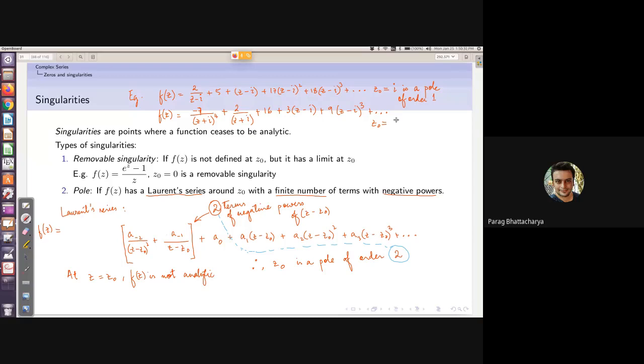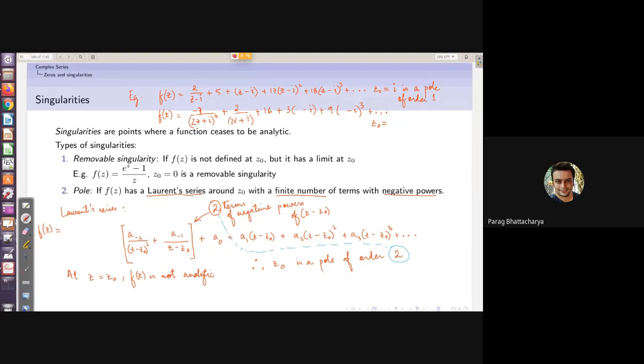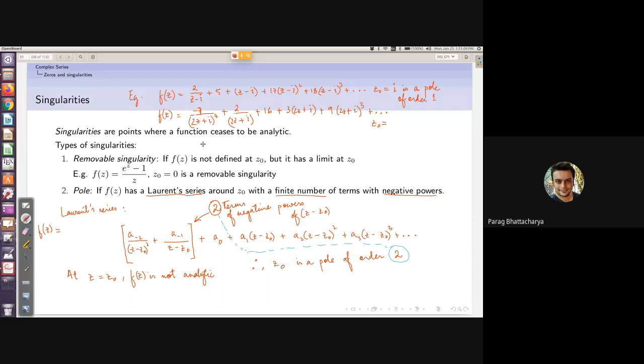Let me change this a little bit. Let's just make it a little bit more challenging. Suppose I have something like this: 2z plus i, 2z plus i, 2z plus i, 2z plus i. Now what will be the pole? Minus i by 2. Okay, minus i by 2 is the pole.